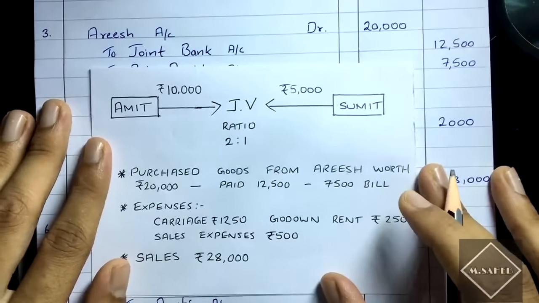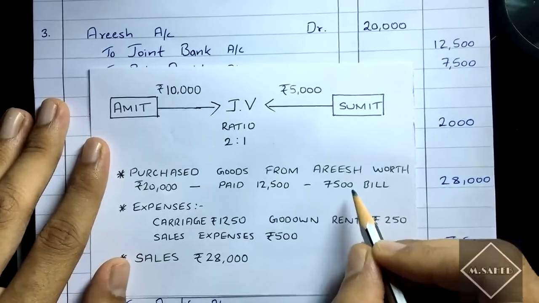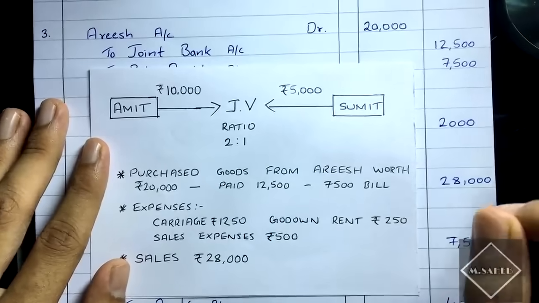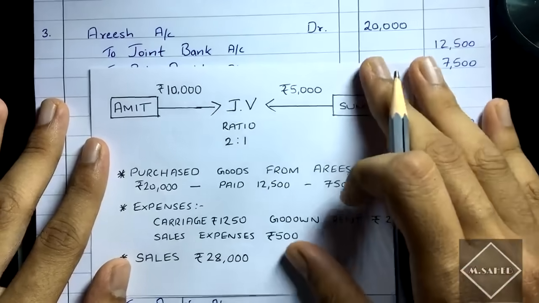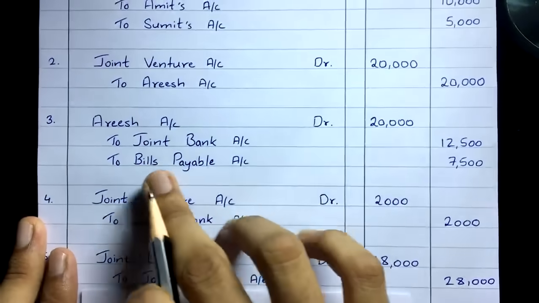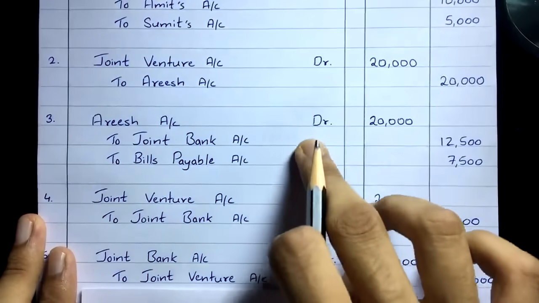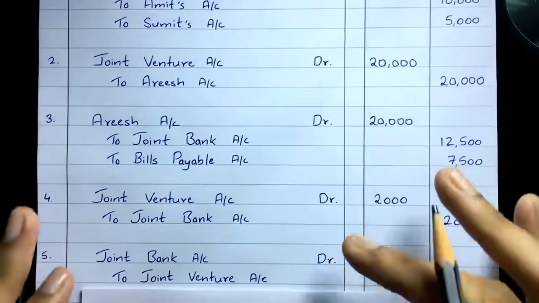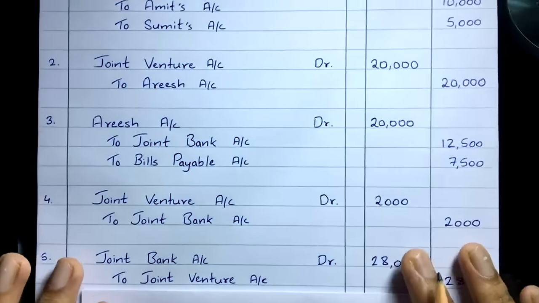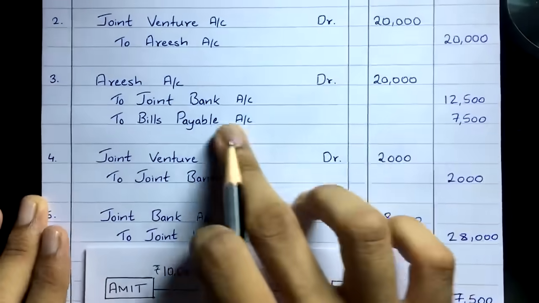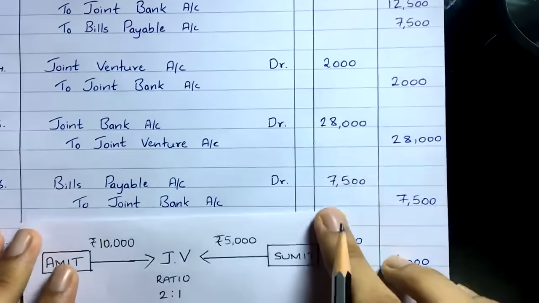Then the next thing that you have to do is, in the question it is given that the bill was paid on the due date. That means the bill is being paid, that means liability is reducing. Before, bills payable was created over here, it was credited, that means liability was increased. But now since the bills are being paid, you have to reduce that liability. Here it was credited by 7,500, now you have to debit it by 7,500.